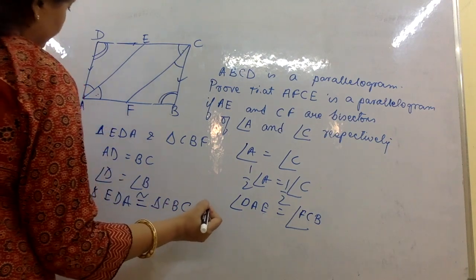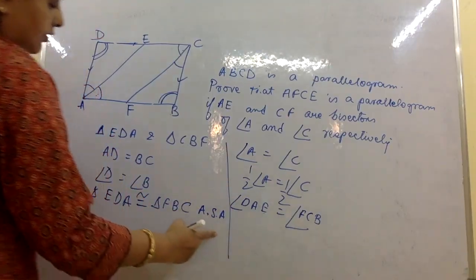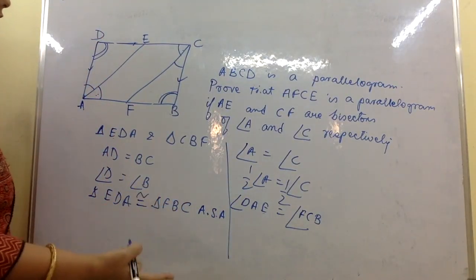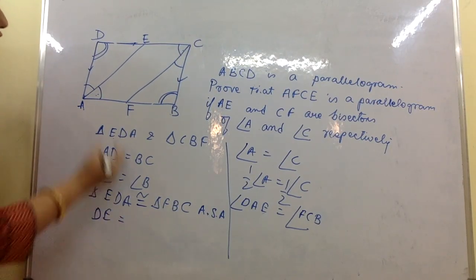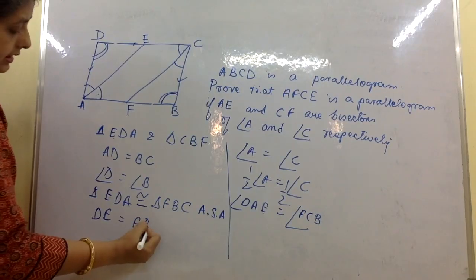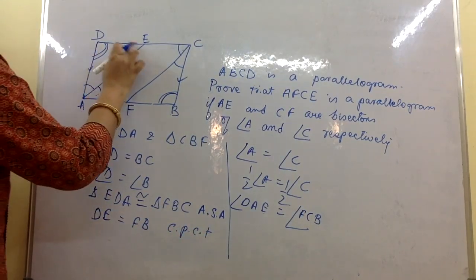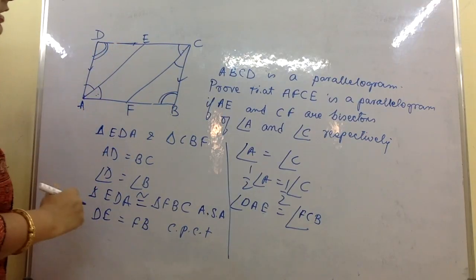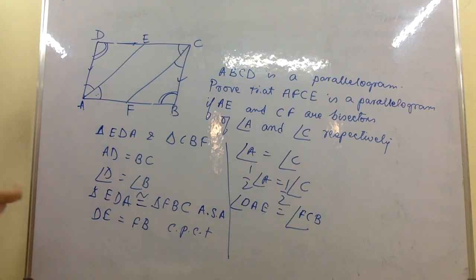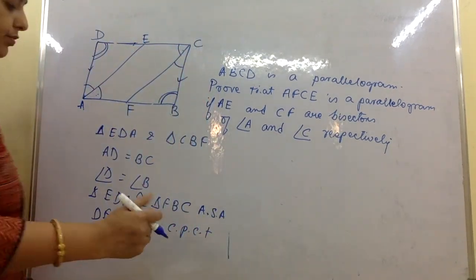They are congruent by the ASA property. In that case, DE is also equal to FB, because these are corresponding parts of congruent triangles, so these two parts are equal. Now if DE is equal to FB, I can say something about this. See, this is how you write it mathematically.